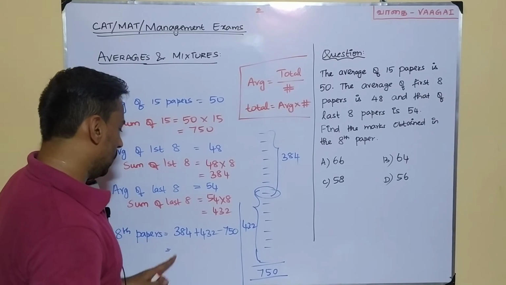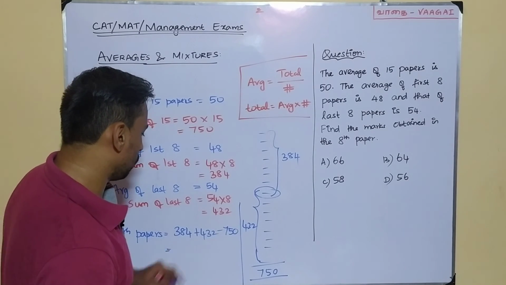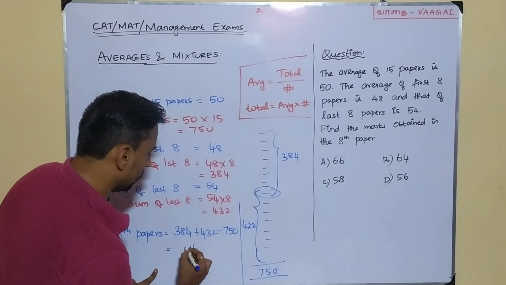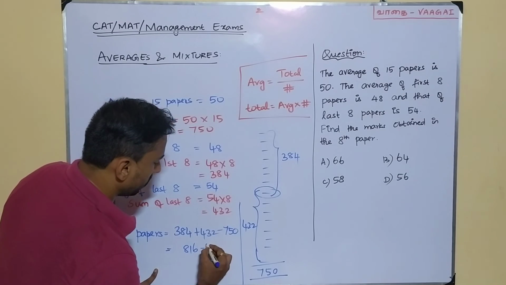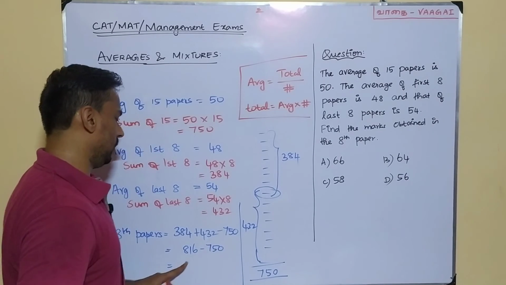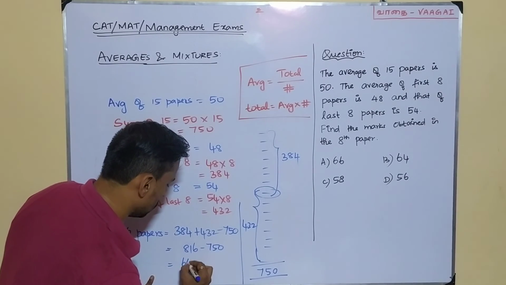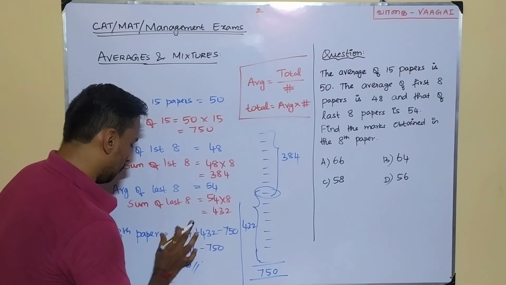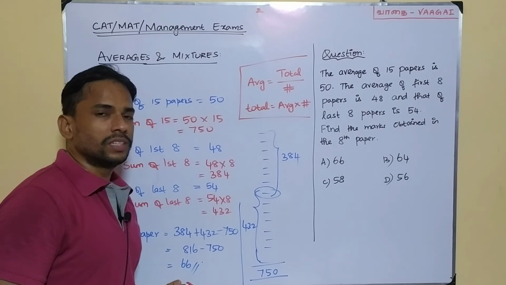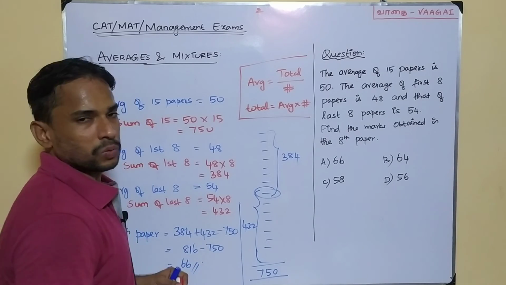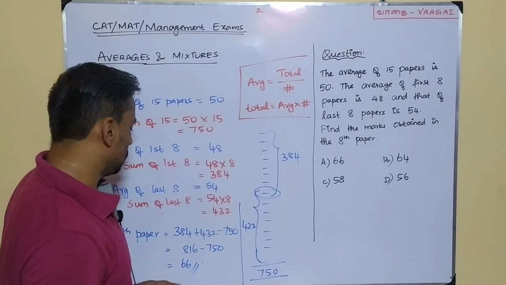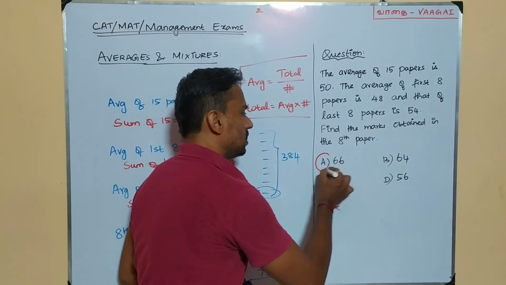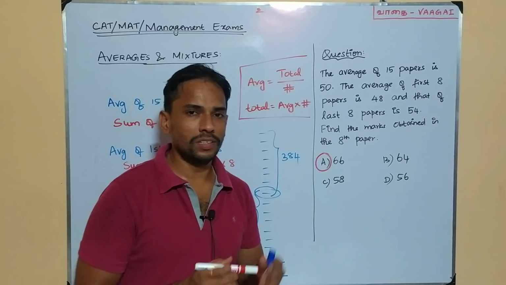Now we will add these two first. 384 plus 432 will give us 816. Then 816 minus 750 will be 16 plus 50, which will be 66. So the score obtained in the 8th paper, sorry, the 8th paper, is going to be 66 as the answer to this question. Our answer 66 is readily available in option A itself. So option A, 66, is the answer for this question.